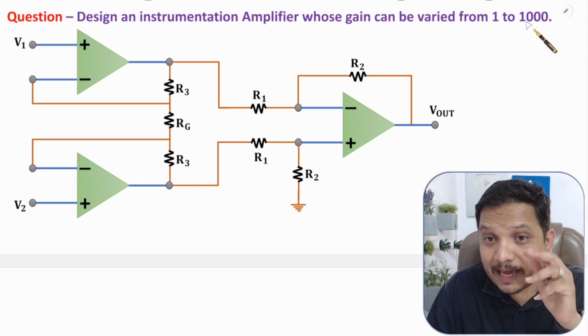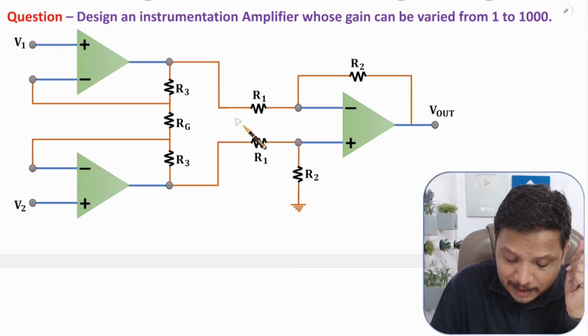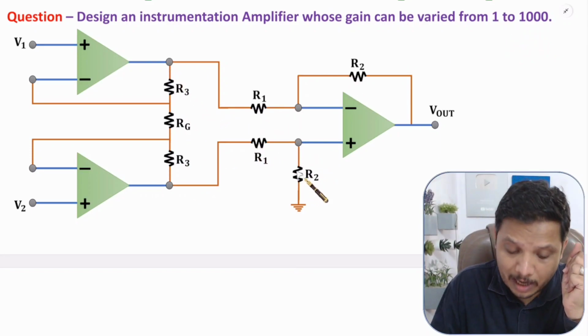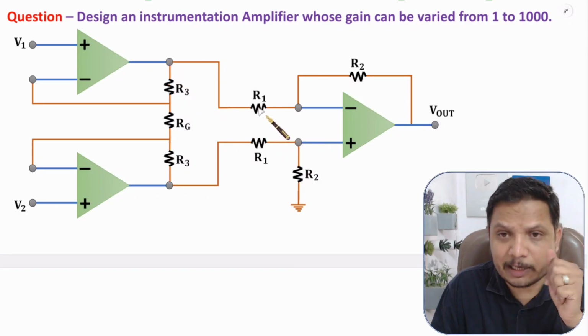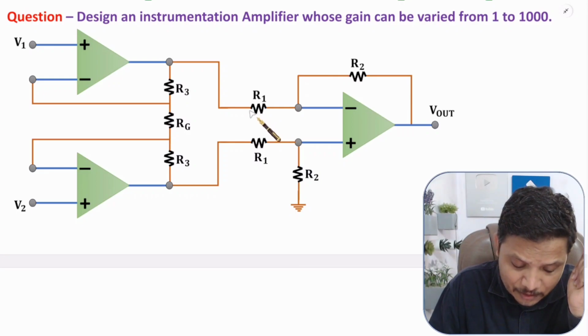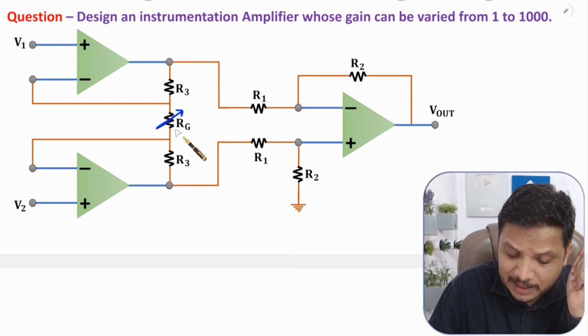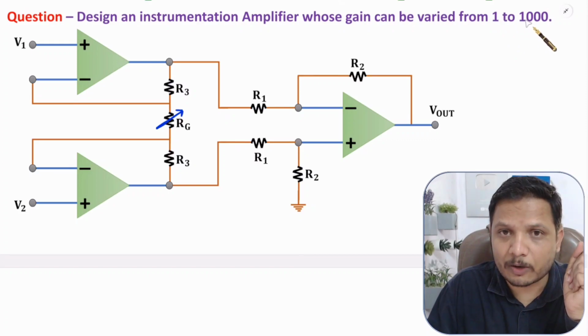Now here the gain is changing, so obviously these components cannot all be static. Out of these components, we need to have at least one component that is variable. Here let us assume this Rg is a variable resistor, and by changing the value of Rg, we will be changing the gain from 1 to 1000.